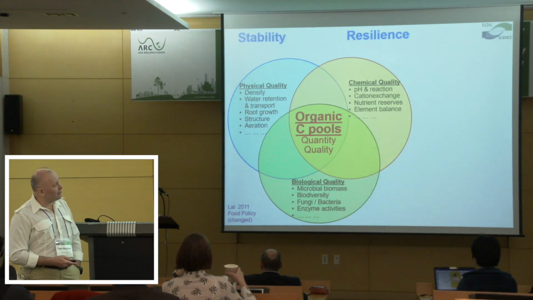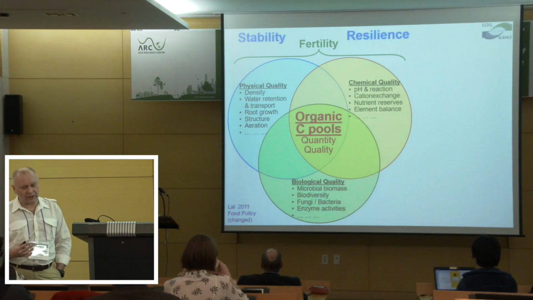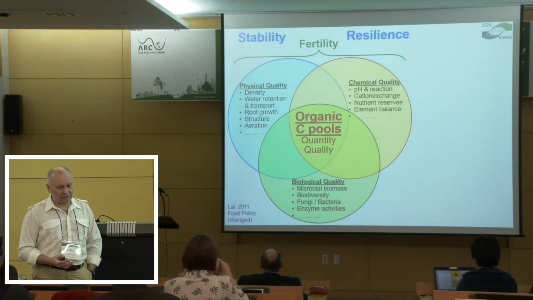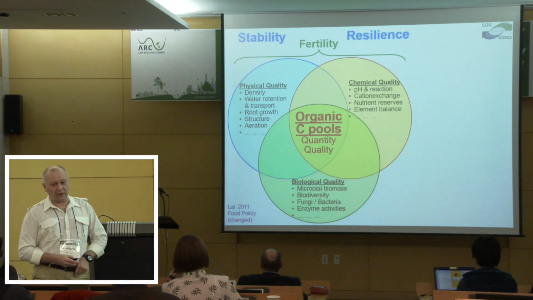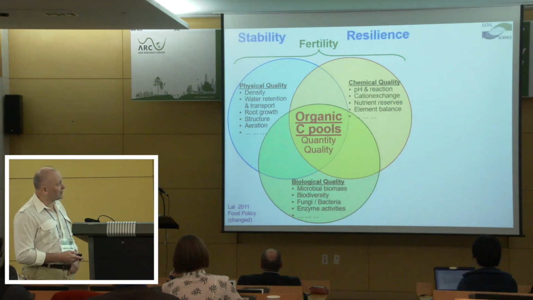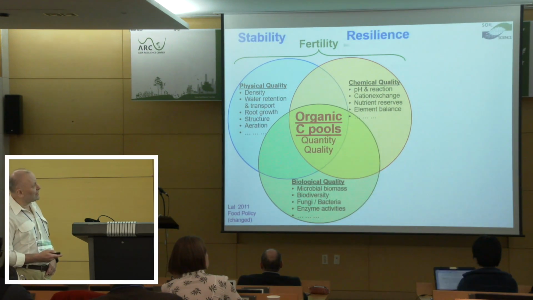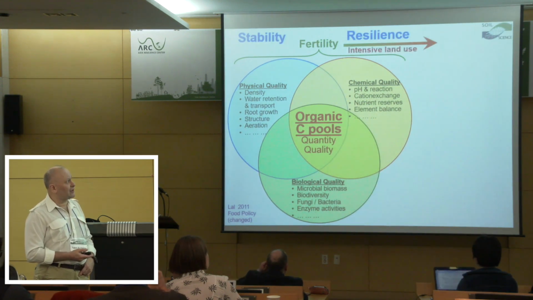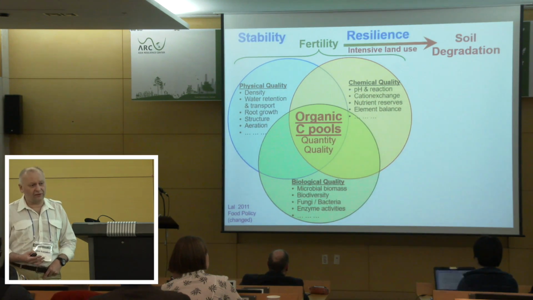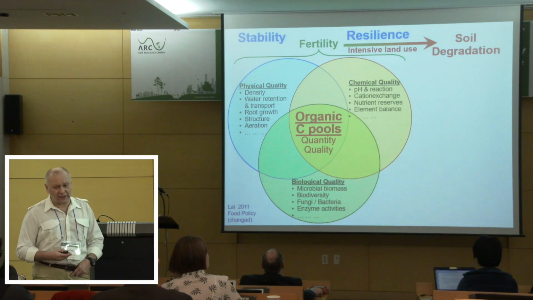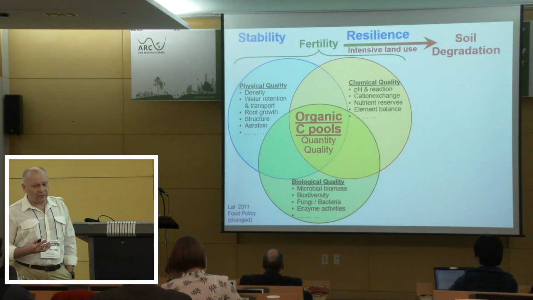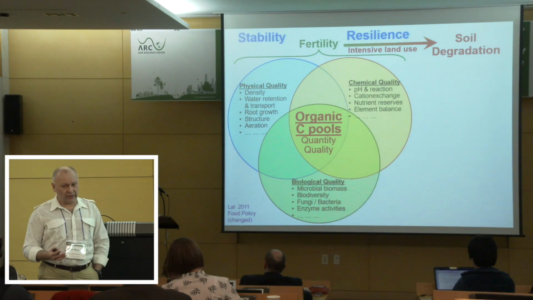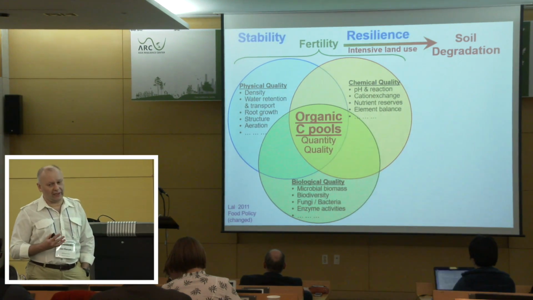When this is present, we are very frequently speaking about soil fertility, which is some kind of summarizing parameter of the good soil properties. However, soil fertility can be destroyed very fast by intensive or very intensive land use, and it's coming to soil degradation. We are speaking a lot about soil degradation, but what is behind it?